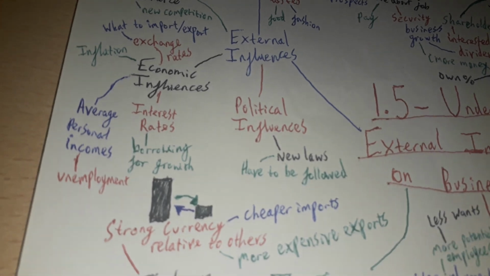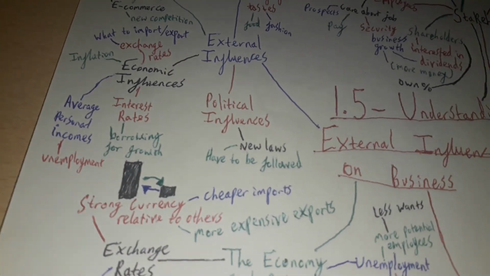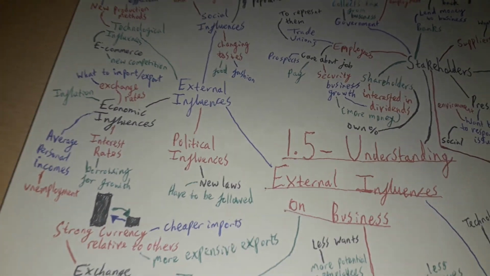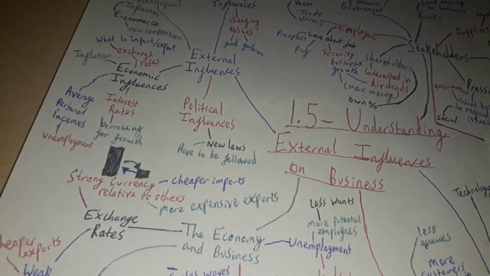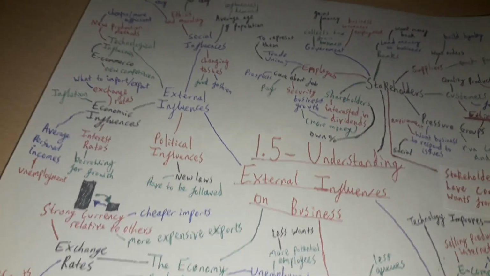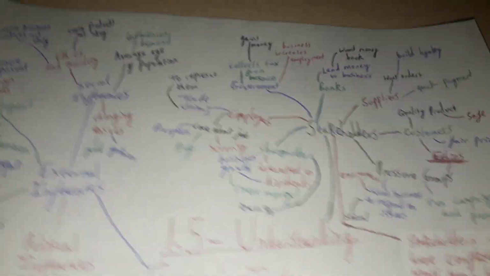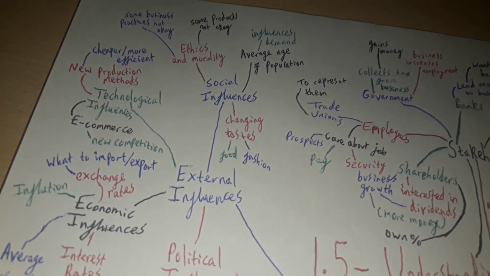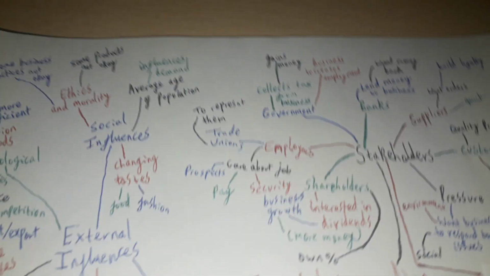And then economic influence, average personal incomes and unemployment. So if someone has a lower income, they're less likely to buy something expensive. So if the general income's low, then expensive products are going to be hard to sell. But if the general income's high, expensive products, they're going to be easier to sell.